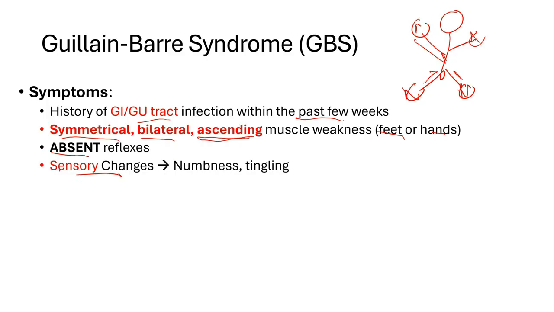You will also see those sensory changes, such as numbness and tingling. Understand that with Guillain-Barré syndrome, we typically can see all three: loss of reflexes, motor weakness issues, as well as sensory changes. Definitely will typically see the motor changes as well as the absent reflexes.